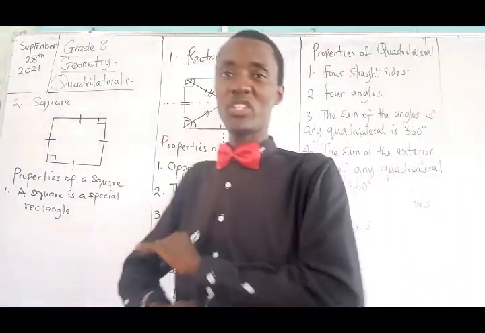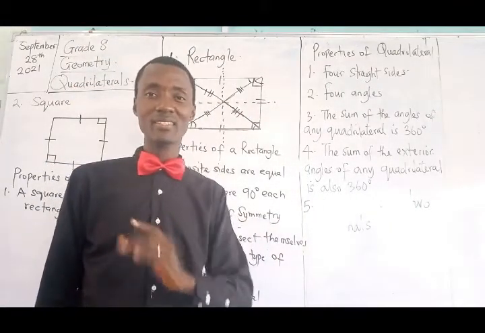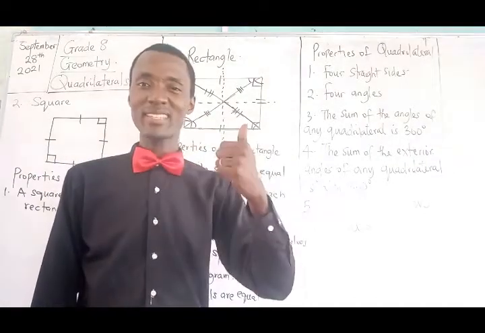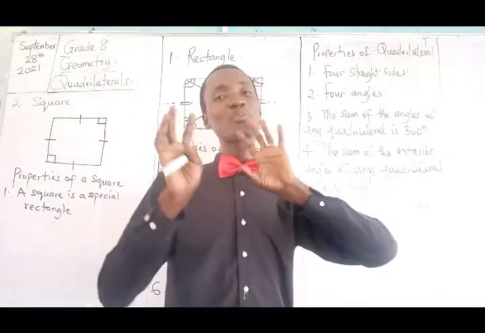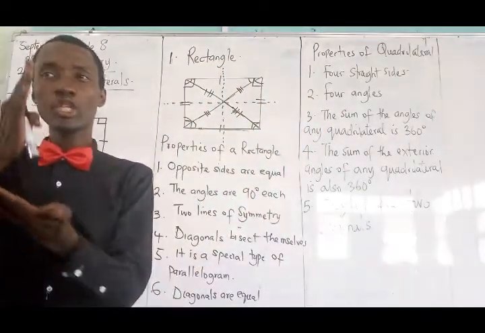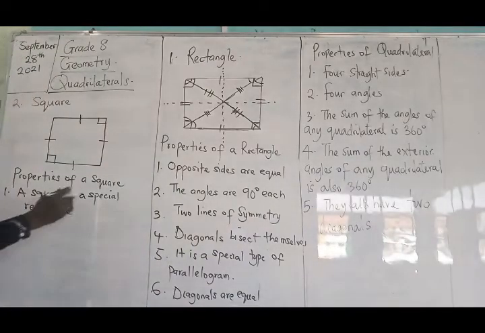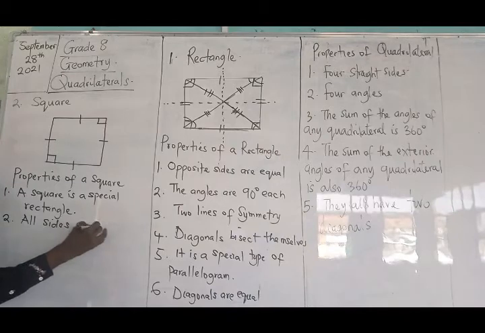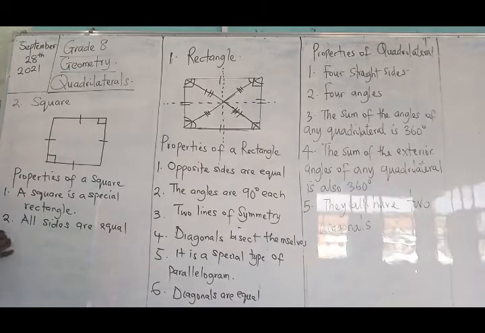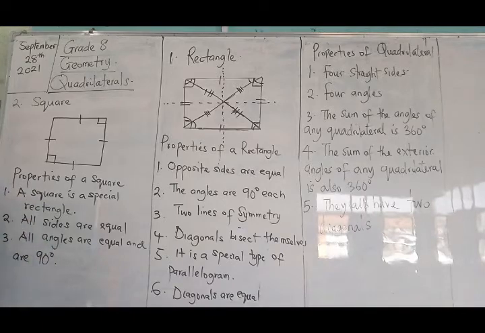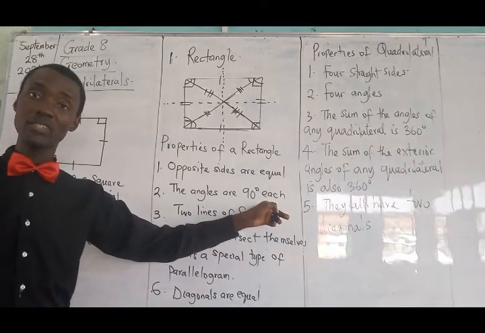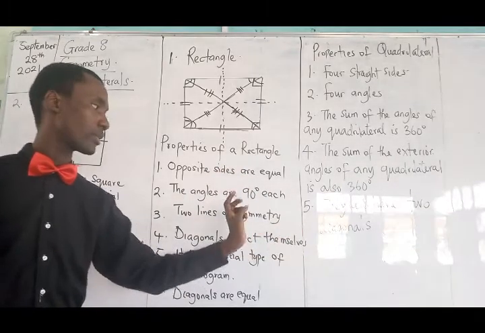Is a rectangle a parallelogram? Yes. Is a square a rectangle? Yes. Is a square a parallelogram? Yes. Because a square connects to a rectangle and a rectangle connects to a parallelogram. So you need to see this connection. That's the objective of this topic. You need to see the connections as we are making them. Right, so the first thing I said there is that a square is a special rectangle. Number two, all sides are equal. Number three, all angles are equal and are 90 degrees. The implication here also is that all angles are equal and are 90 degrees.